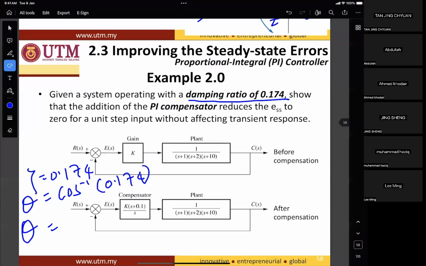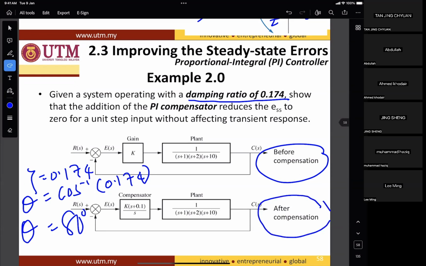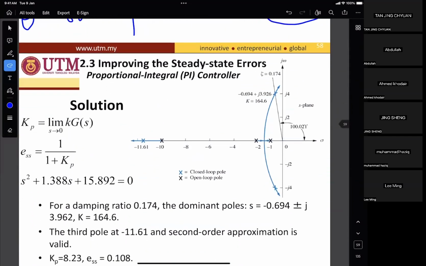Zero 0.174. Theo Chi Jin, what is the theta value? 80 degrees. Sure. So this is before compensation, before design, where we have a normal gain K, and then we come out with the approach to reduce the error by adding a controller, a PI controller, K(S plus 0.1) divided by S. So 0.174 is over here, which will give you 80 degrees.